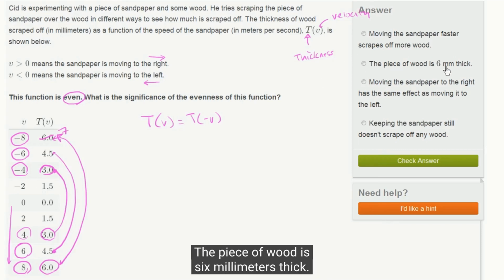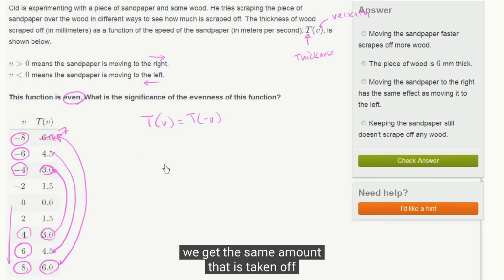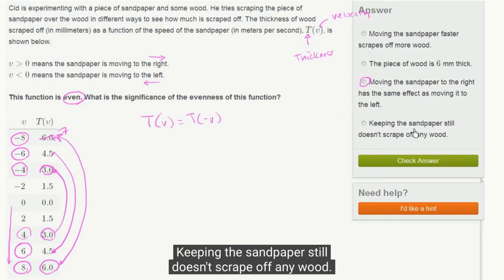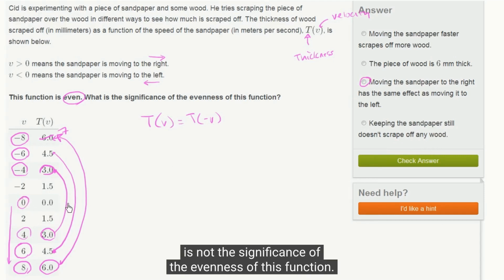The piece of wood is 6 millimeters thick. Well, we actually don't get any of that from the function. Moving the sandpaper to the right has the same effect as moving it to the left. Well, that seems pretty close to what I said earlier, that for a given speed to the right or to the left, we get the same amount taken off of the piece of wood. So this looks like our answer. Keeping the sandpaper still doesn't scrape off any wood. Well, that is true, but once again it is not the significance of the evenness of this function.